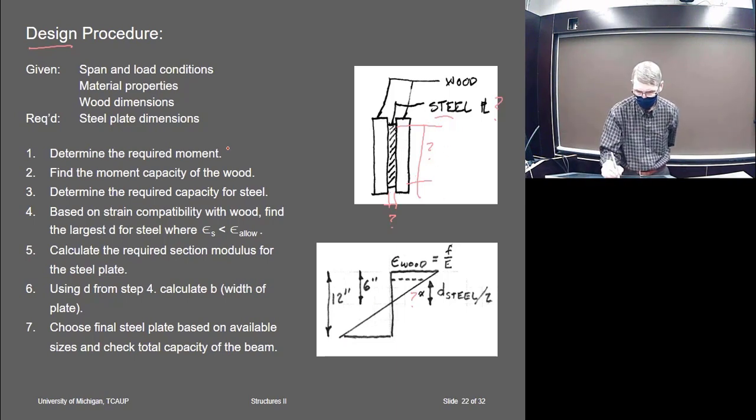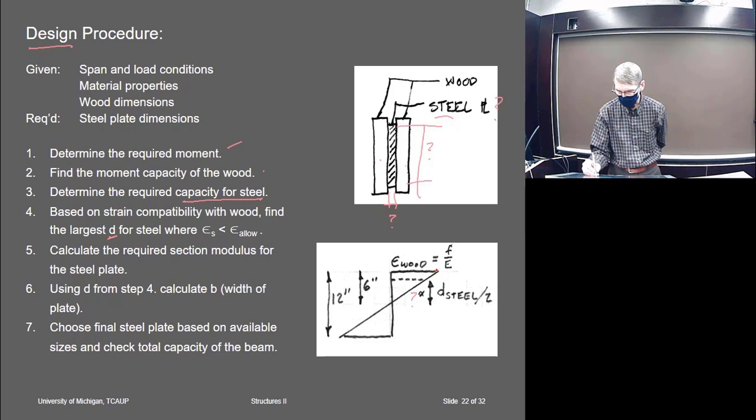Okay, we require, all right, find the moment capacity first of the wood, since the wood is given, so we'll see how much the wood carries. Whatever's left over is the capacity that we're going to have to require for the steel. Then you check the strain compatibility, that would be this procedure here, to find how deep you can go with the steel. And then you calculate the section modulus that's required for the steel plate, and then you can calculate the dimensions of the steel plate from that.